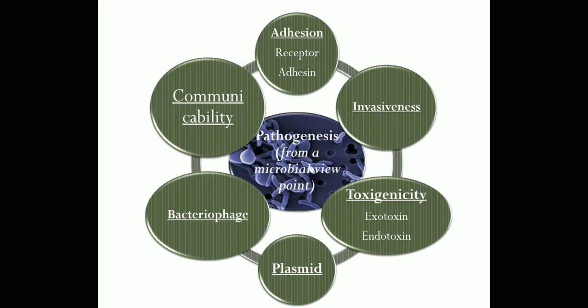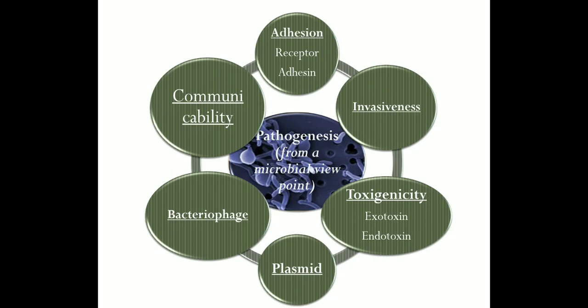endotoxin or exotoxin. Then there are certain extra chromosomal genetic elements which are responsible for the infectiousness of the microorganism. These are called plasmids. The plasmids do not directly take part in the replication of the organism, but they are definitely present in the organism, and they are capable of getting transferred between two organisms of the same species or from one species to another. Then we have certain viruses called bacteriophages, which can harbor these virulence genes, and these genes can be transmitted from one bacteria to another.